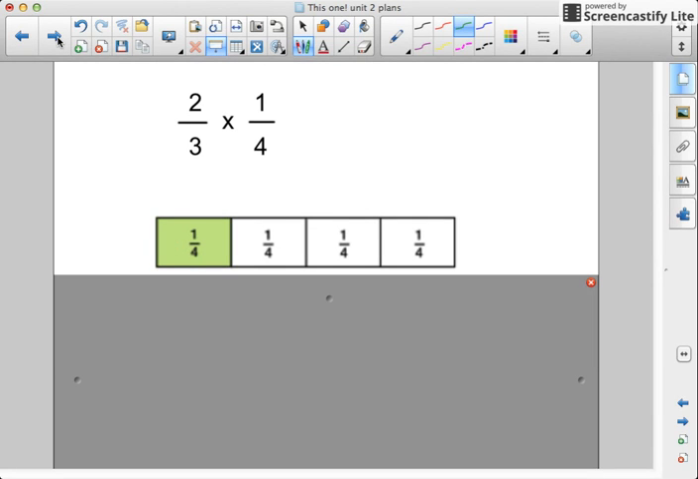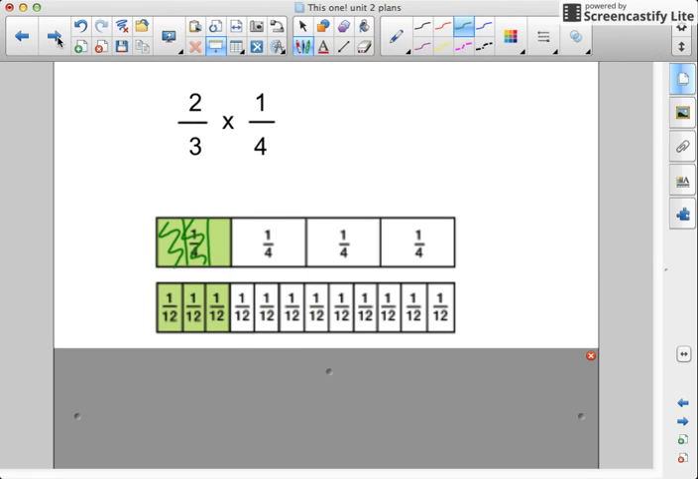This one says 2/3 of 1/4 of the whole. So I start with 1/4. I need 2/3 of it. So I split it into 3. I need 2 of those 3. So if I look at my picture here, I need these 2 out of the 3. So what I end up getting in total is 2/12.